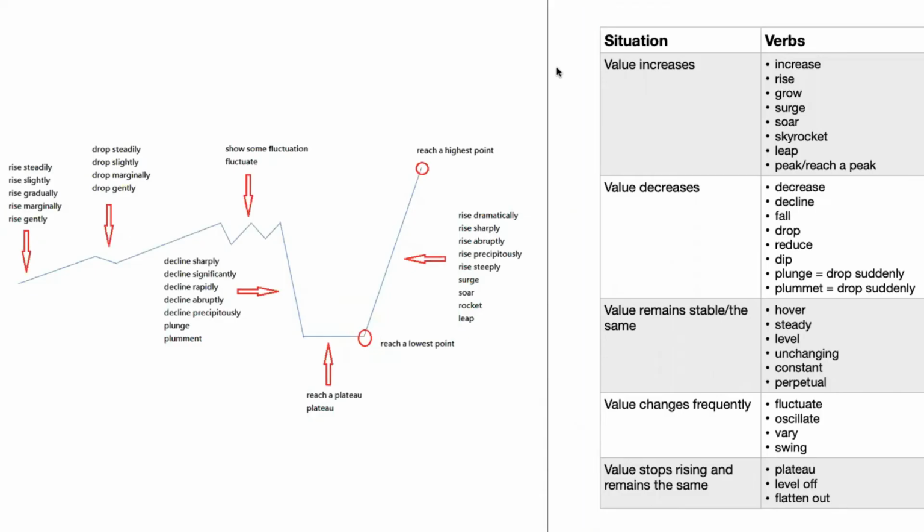Okay, so great job so far following along. This is just something that you can use to really digest everything we've looked at thus far in the video. Here we have an excellent drawing, a great representation of when to use the vocabulary that we have on the right. So we've got our increases, decreases, remaining stable, changing frequently, or stopping, rising and remaining the same. We've got everything we've looked at so far. You can pause here and take your notes, but this is something that you don't want to miss when it comes to using this great vocabulary.